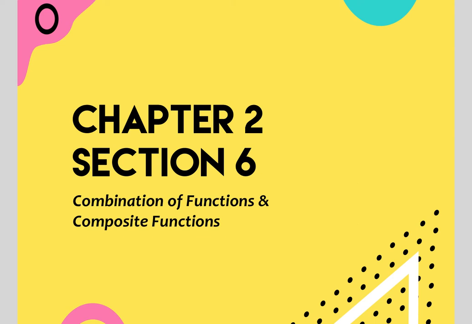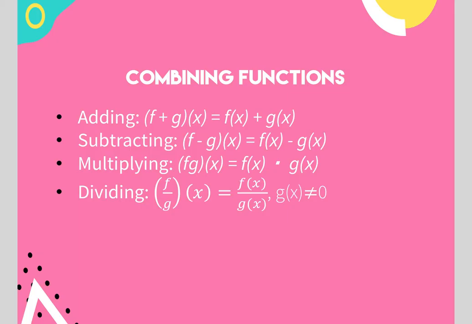Okay, so 2.6 has two topics in it, which are combinations of functions and then composite functions. They're all still functions, and it's basically taking two functions by way of algebraic functions and combining them together with addition, subtraction, multiplication, dividing, and then doing something that's a composite function, which is like taking one and plugging it into the other. So we start with all the things that you can do with a function.